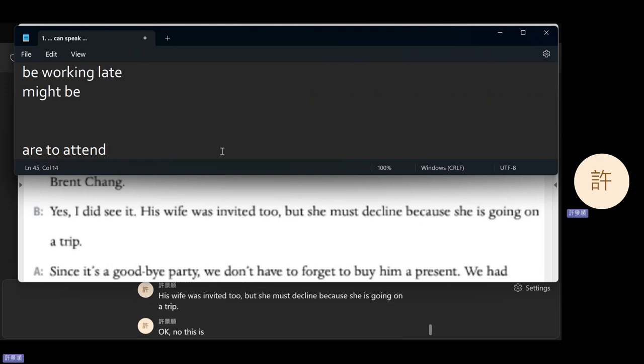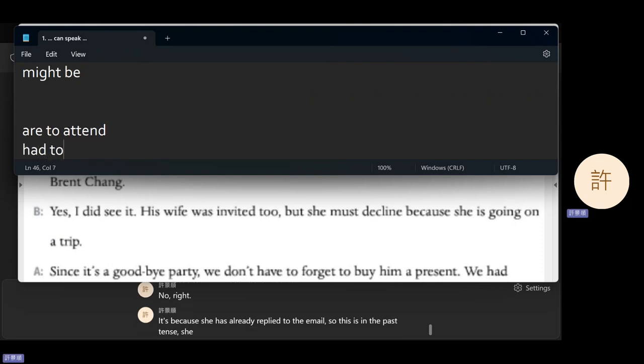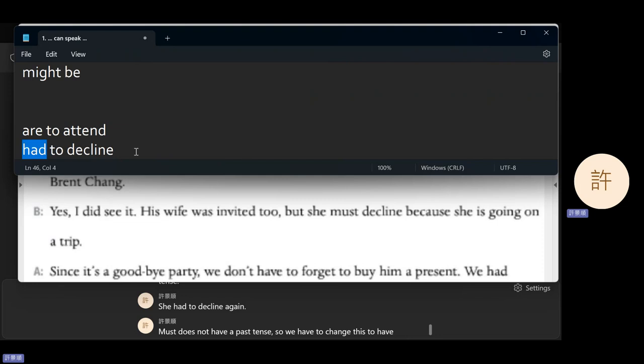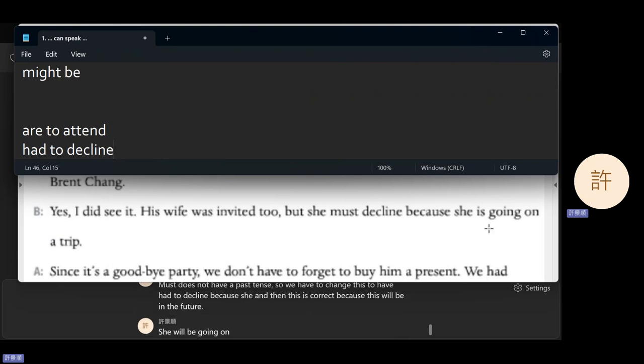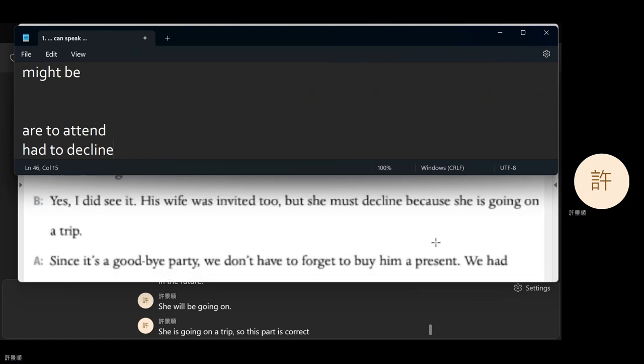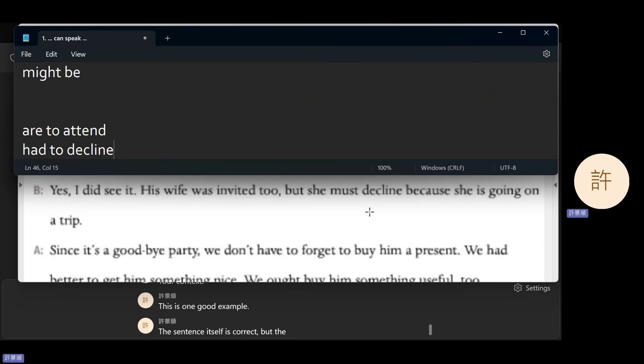Okay, no, this is incorrect. It's a logic question. How do they know that the CEO's wife cannot come because she's going on a trip? Are they so familiar with the CEO's wife? No, right? It's because she has already replied to the email. So this is in the past tense. She had to decline. Again, must does not have a past tense, so we have to change this to have. Had to decline because she is going on a trip, and this is correct because this will be in the future. So this part is correct. So I keep saying, grammar decides your situation, your context. This is one good example. The sentence itself is correct, but the logic of the situation does not make sense.